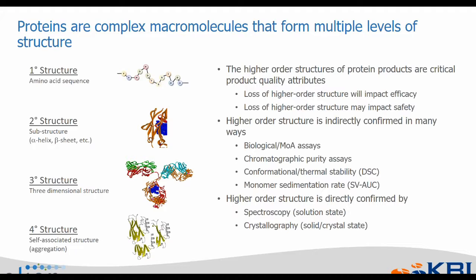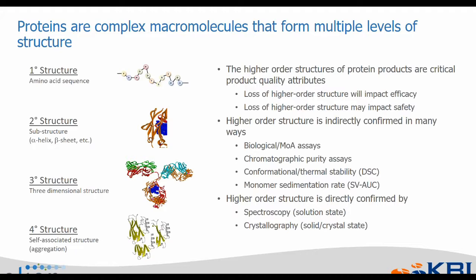Just as there are a number of different structural levels that proteins take, there are a number of different methods that we use to interrogate those structural levels. From an analytical control strategy perspective, in my opinion, higher order structures of protein products are critical product quality attributes. As we know from basic biochemistry, the structure of proteins impacts their activity, and therefore loss of higher order structure will impact the efficacy, at least in most cases, and it's reasonable to assume in many cases that loss of higher order structure may also impact the safety of protein products.